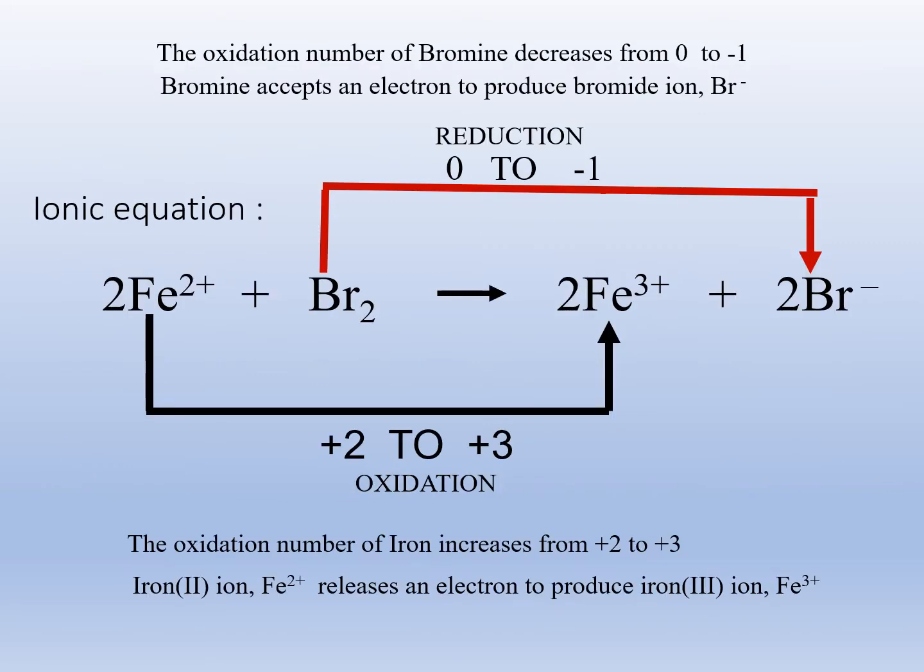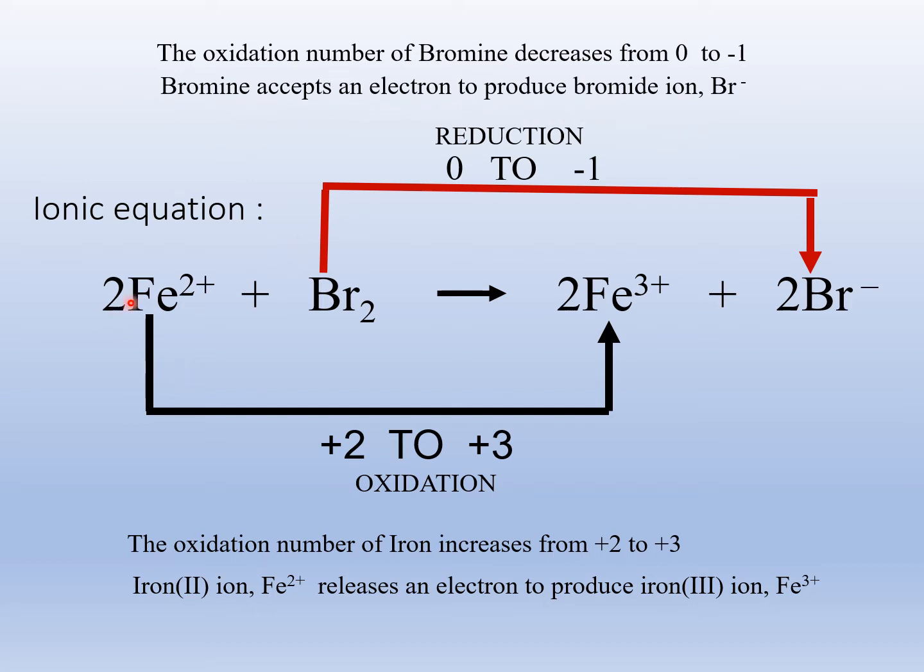Okay, next one. The oxidation number of bromine decreased from 0 to -1. We see here bromine, the oxidation number is 0, and bromide, the oxidation number is -1. So what happened? Bromine has been reduced. It is said that bromine accepts an electron to produce bromide ion.